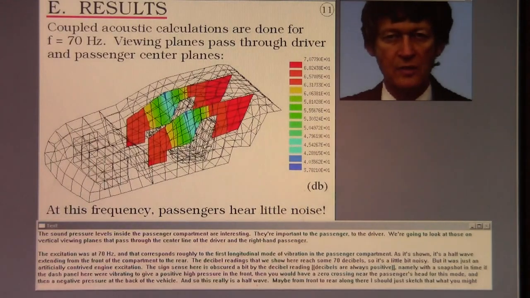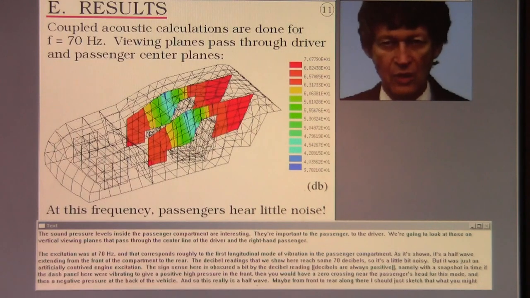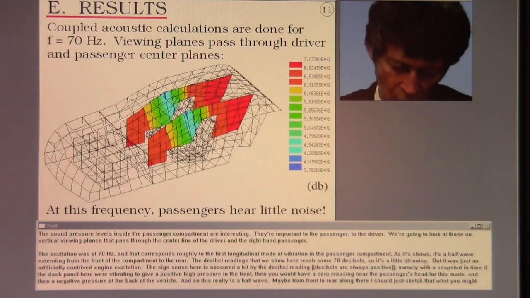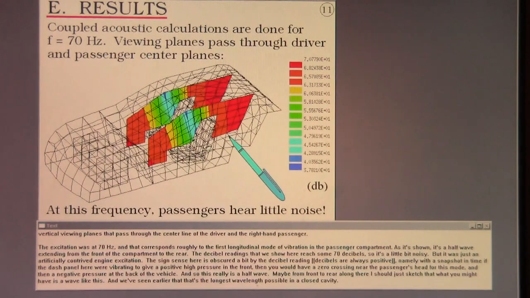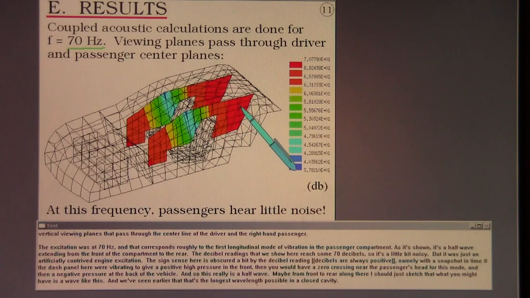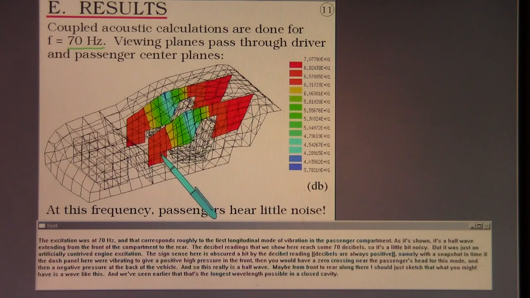The sound pressure levels inside the passenger compartment are interesting. They're important to the passenger, to the driver. We're going to look at those on vertical viewing planes that pass through the center line of the driver and the right-hand passenger. The excitation was at 70 Hertz, and that corresponds roughly to the first longitudinal mode of vibration in the passenger compartment. As it's shown, it's a half wave extending from the front of the compartment to the rear. The decibel readings that we show here reach some 70 decibels, so it's a little bit noisy.